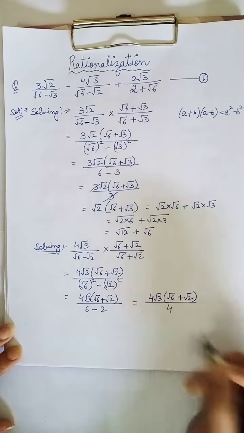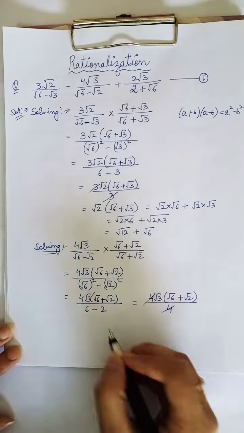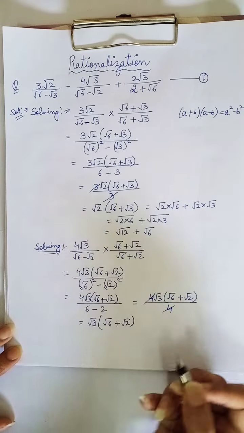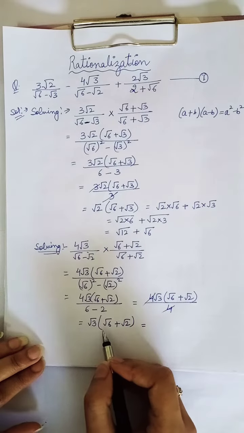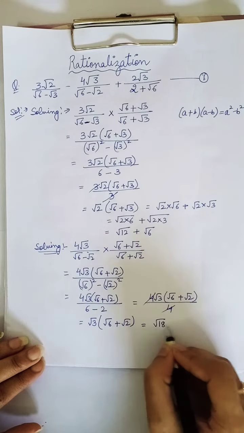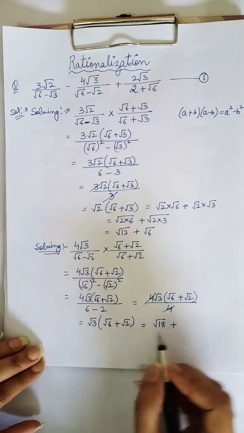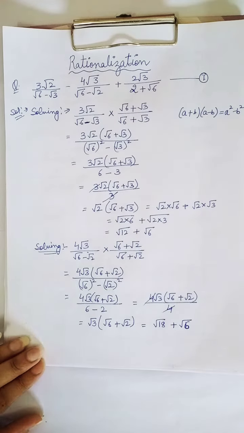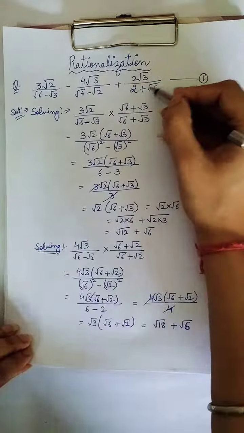6 minus 2 is 4. Now again cutting. The answer is root 3 root 6 plus root 2. Again we will multiply. Root 3 into root 6 is root 18 plus root 3 into root 2 is root 6. Okay.